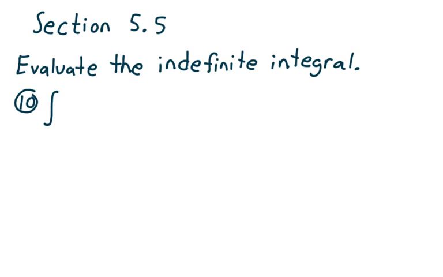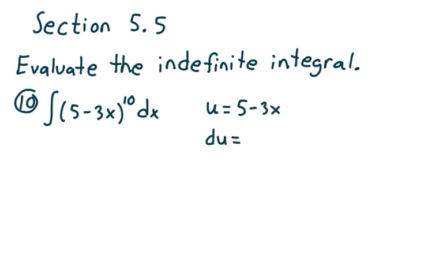Suppose I had the integral of (5 minus 3x) to the 10th power dx. This is a classic u substitution problem. And we're going to let u equal 5 minus 3x. du is equal to negative 3 dx. Now you want to solve for dx. And to do that, we divide both sides by negative 3. So dx is negative 1/3 du.